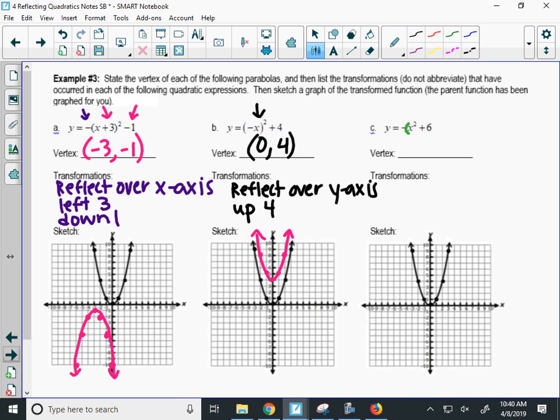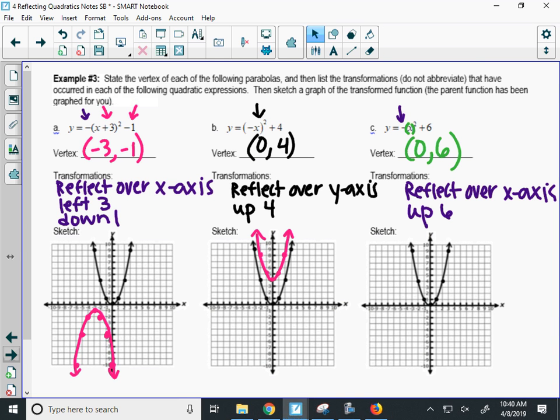Well, there's nothing in the parentheses with x here. So again, the vertex is at 0. The plus 6 means it's staying the same. The negative is in front of the parentheses this time. So this graph reflected over the x-axis, and it went up 6 units. Okay, so we start with the reflection. 0, 0 stays put when I reflect it, but I can move it up 6.